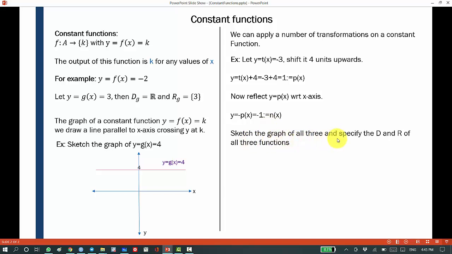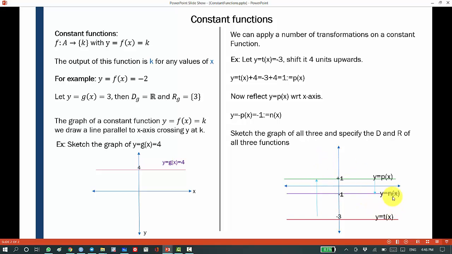Now we sketch the graph of all three functions and specify the domain and range of all three of them. All three means t(x), p(x), and n(x). Let's consider an xy coordinate. This is y = t(x), which is equal to -3. Then this green line is the graph of y = p(x), which is achieved by moving the function y = t(x) 4 units upwards. Then we reflect y = p(x) with respect to the x-axis in order to get n(x). If we reflect this with respect to x, we get this line here, which is the graph of y = n(x).